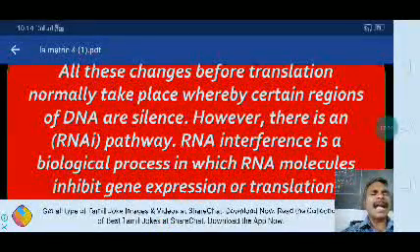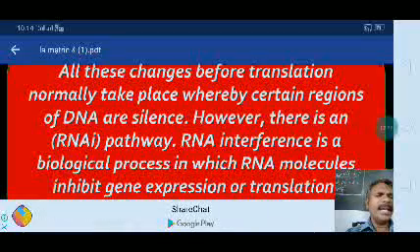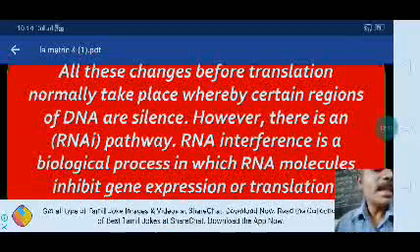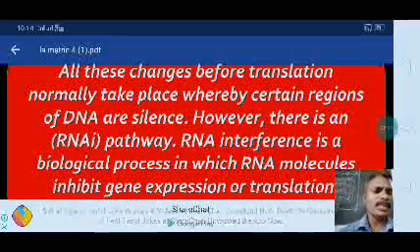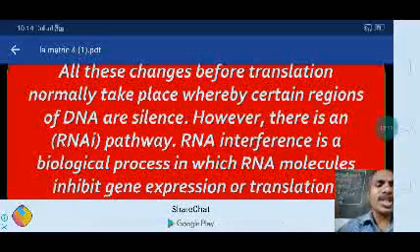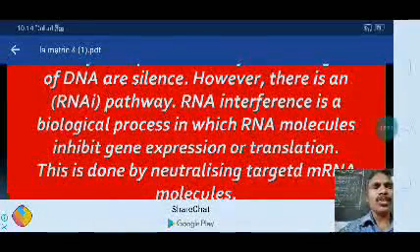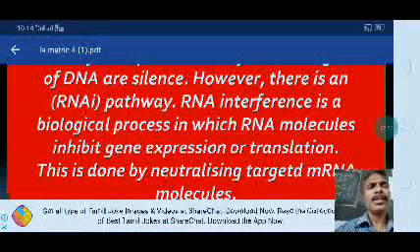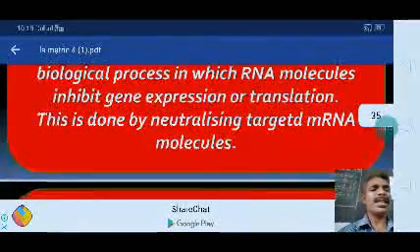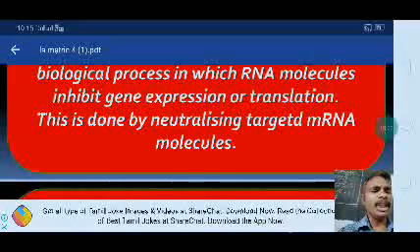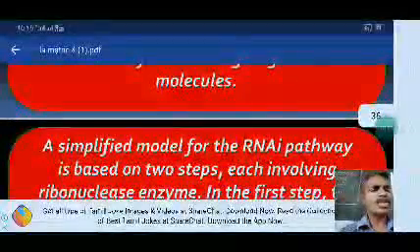However, these are part of the RNAi pathway. RNA interference is a biological process. You have to mark that one. RNA interference is a biological process in which RNA molecules inhibit gene expression. RNA molecules prevent gene expression or translation. This is done by neutralizing targeted mRNA molecules only.